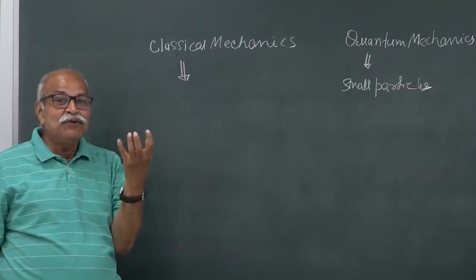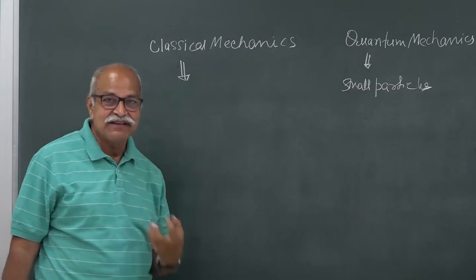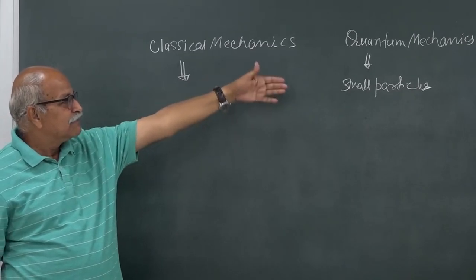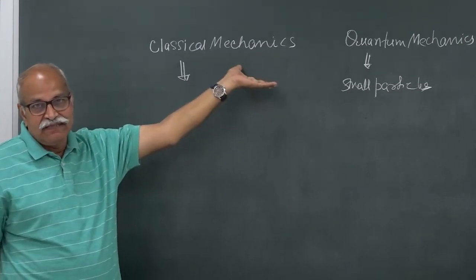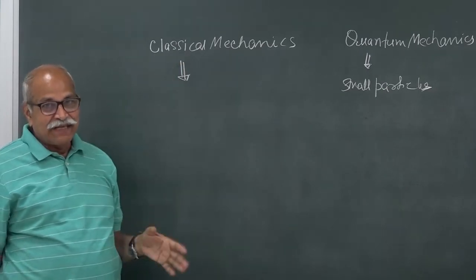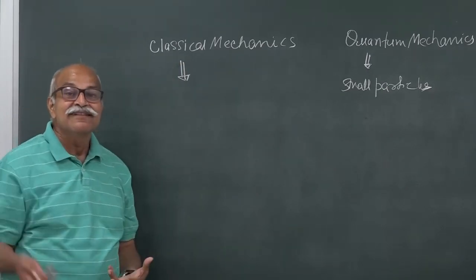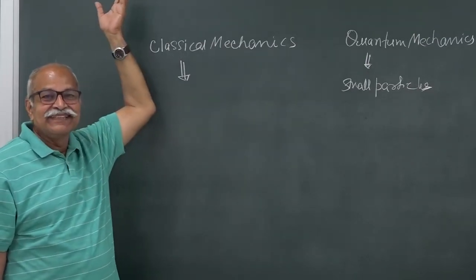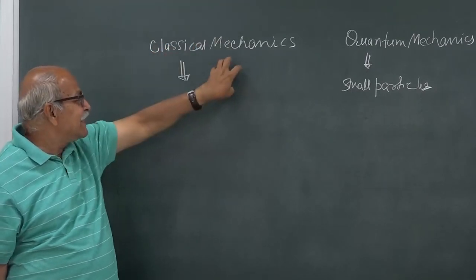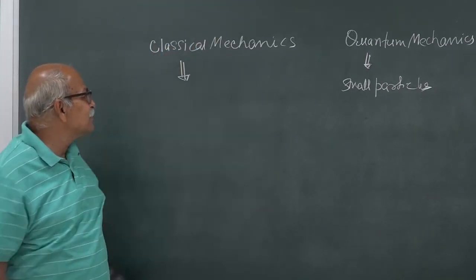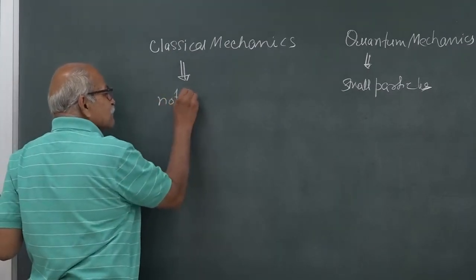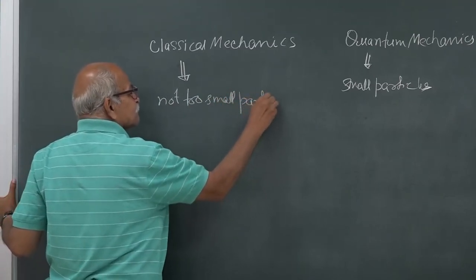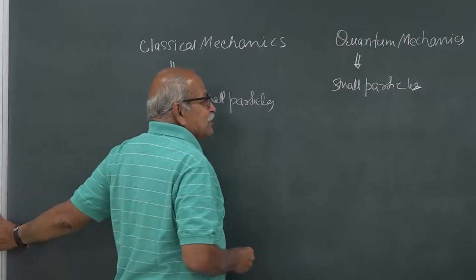But basically, if you want to understand the dynamics, the behavior of particles, then you have to go to quantum mechanics if the particles are very small. Very small means in the nanometer, angstrom regions. But if you have a micrometer-type dust particle, starting from dust particles, let us say, and then planets, all that range is governed by classical mechanics. So not too small particles.